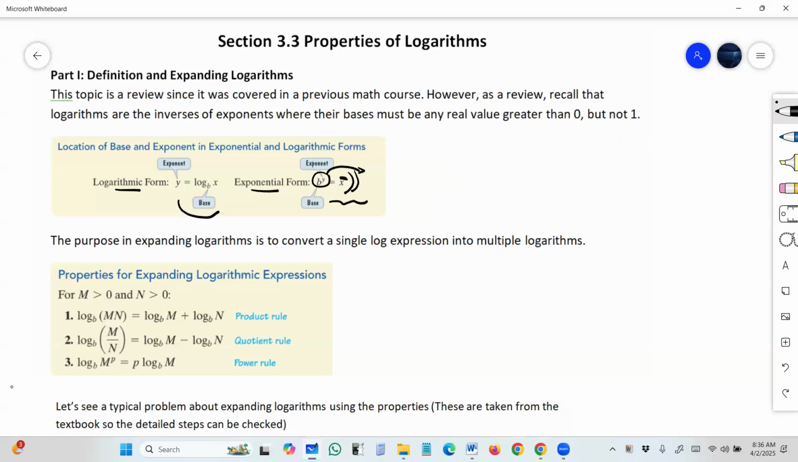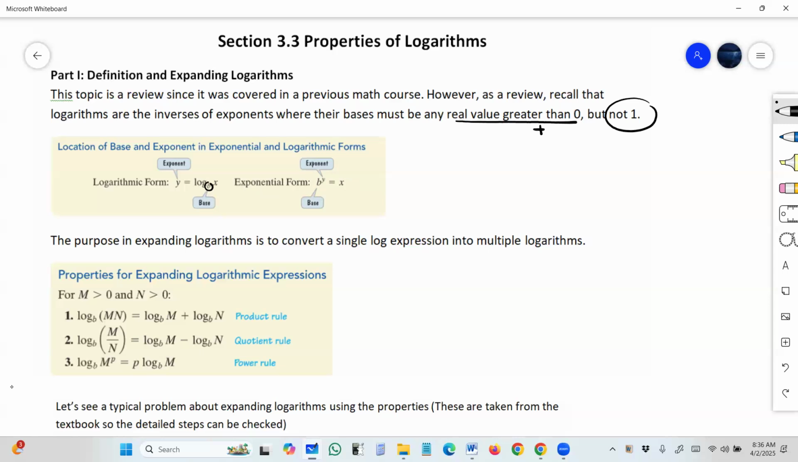Now, the important thing about the log is that the base b right here has to be a value greater than 0, meaning positive, but not 1. So this is a requirement.